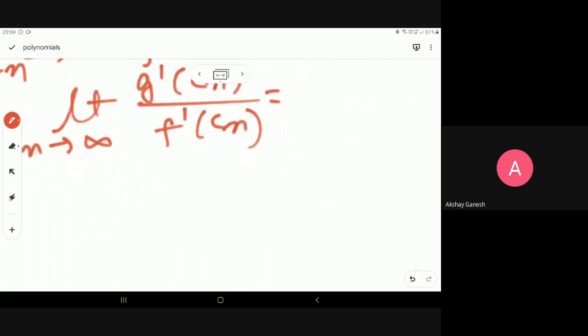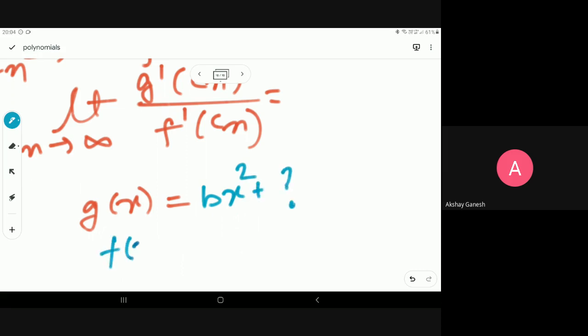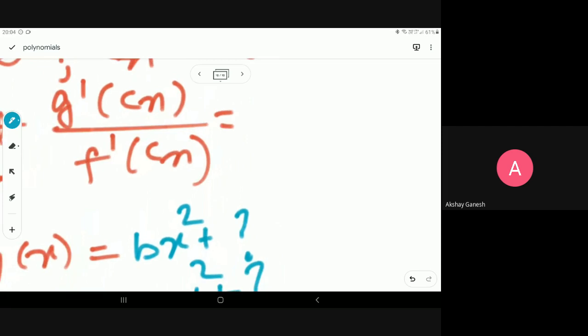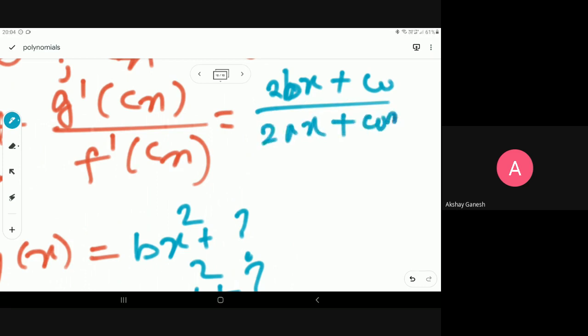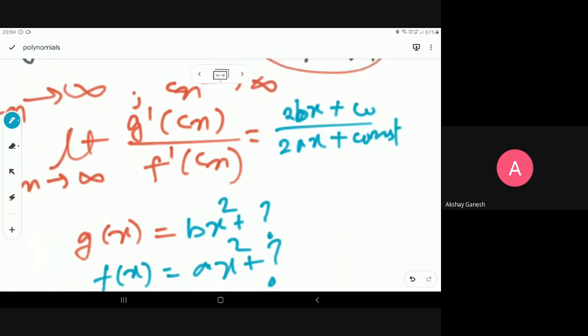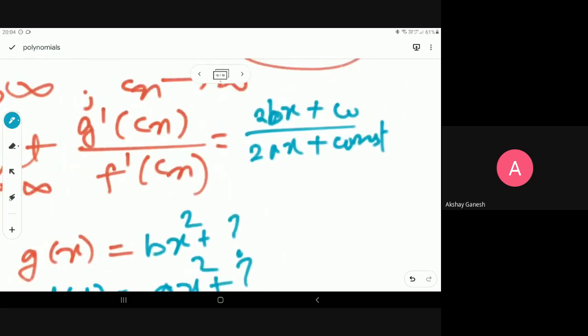So suppose g of x, sorry, g of x was something like bx squared plus stuff I don't care about, right? And f of x was ax squared plus again stuff I don't care about. So g dash x is something like 2bx plus constant term, and f dash x is like 2ax plus constant term, right? So when you take n tends to infinity, if you know how to do limits, then this basically equals b by a, right?